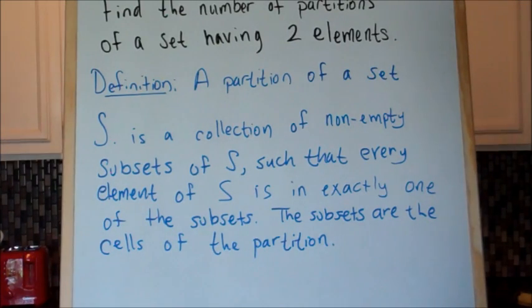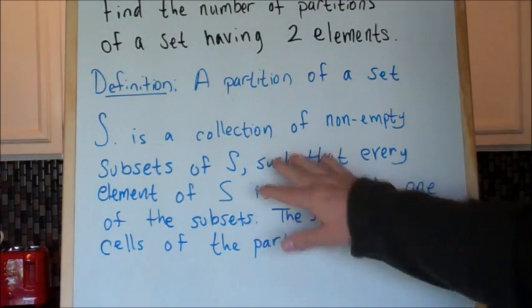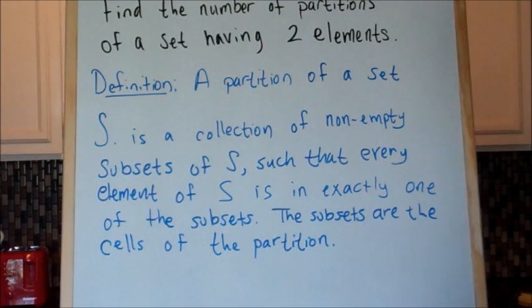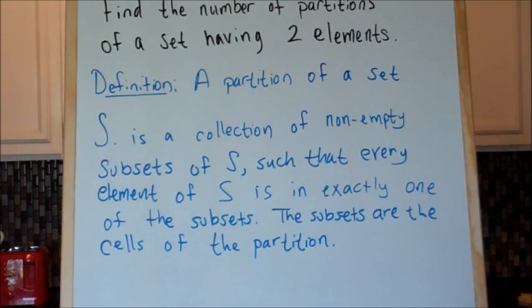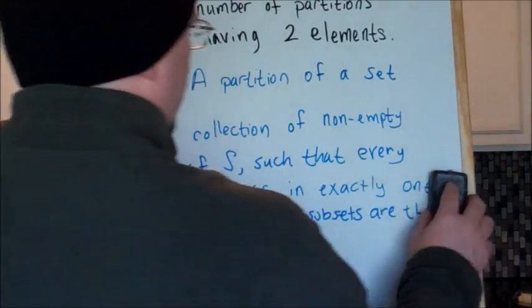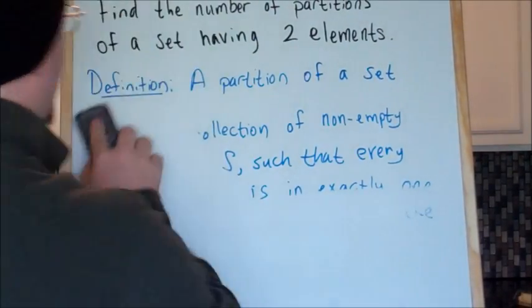So a partition of a set S is a collection of non-empty subsets of S such that every element of S is in exactly one of the subsets. So if you take a partition of a set S, you take the subsets of S and put every element that's in S in exactly one of these subsets. Then you call the subsets cells of the partition. Okay, so that may just seem like a lot of words. So let's take a look at maybe what one would look like if we could draw it.